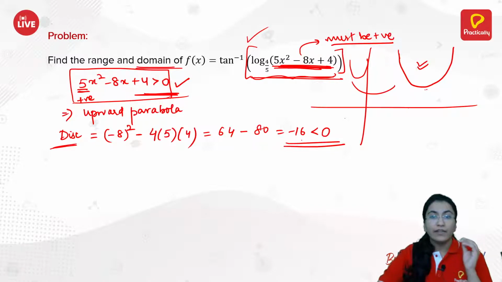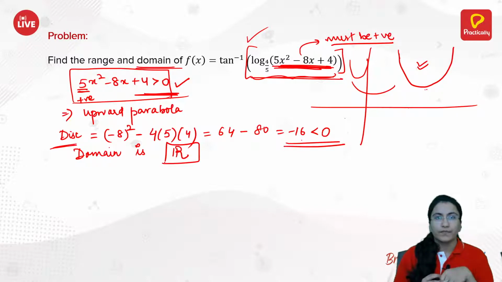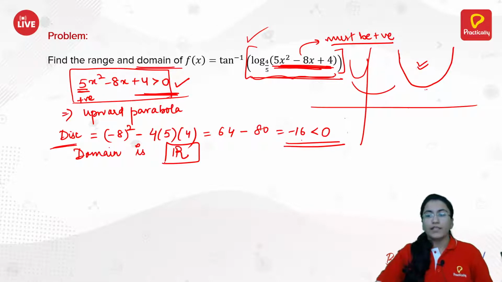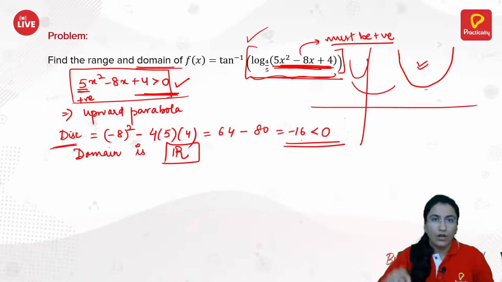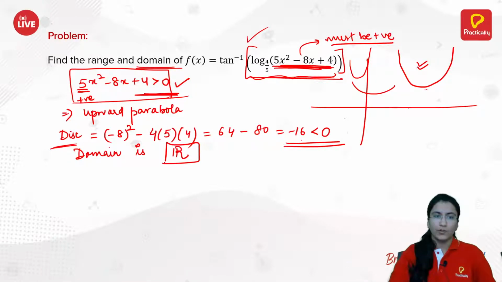That means there is no value of x at which this particular function is not defined. So the domain is the complete real number set. There is no value which has to be cut out from the real number set. You have the complete real number set as your domain.